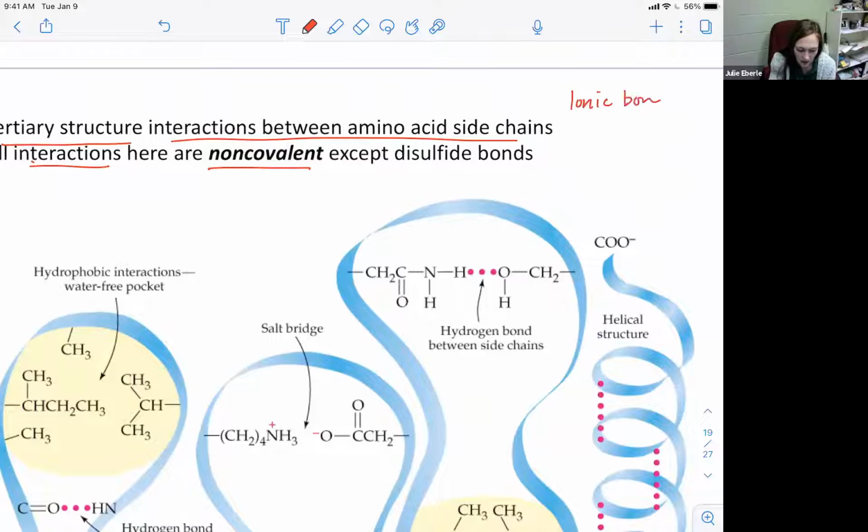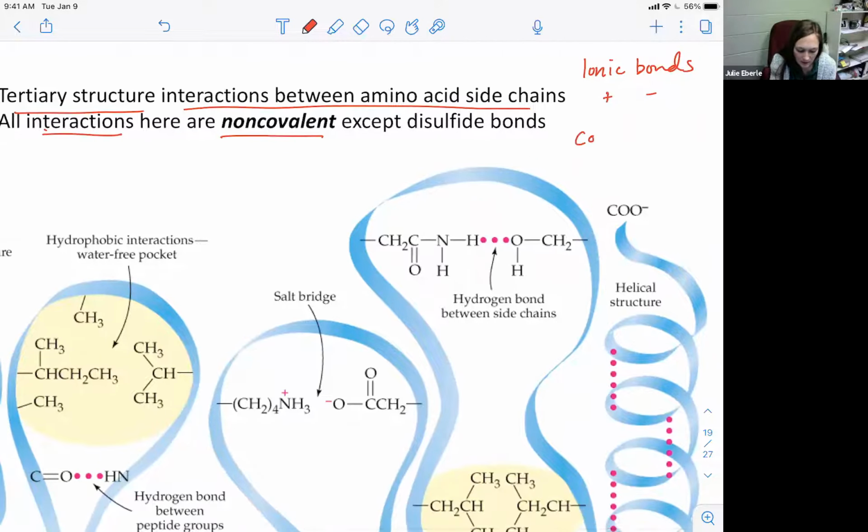Ionic bonds are made up of plus and minus, a separation of charge. You have a cation and an anion. An electron is totally given away or received by atoms. In covalent bonds, electrons are shared.